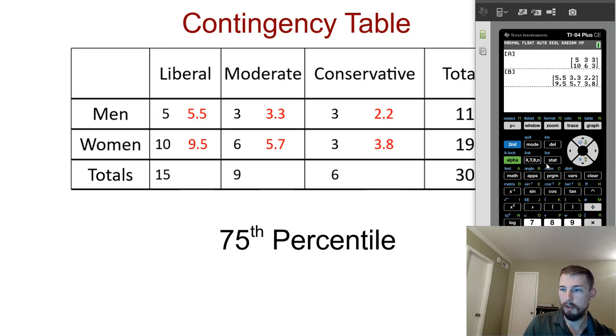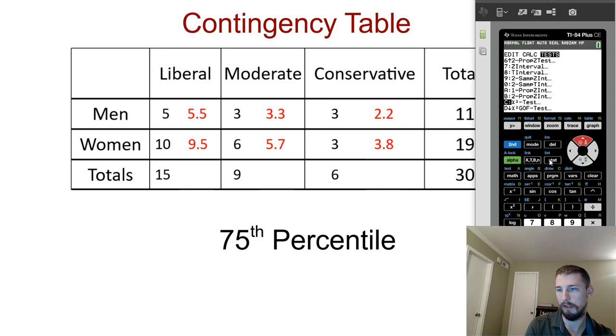Then what I do is I go to stat, arrow to the right to test, arrow down until I get to the chi-squared test. Not the goodness of fit, but just the chi-squared test. I know this looks crazy, but we're actually going to know what all that stuff means by the end of the year. I know, so exciting. Our observation is matrix A. What we expected was matrix B, and all we hit is calculate, and boom, it does it for us.